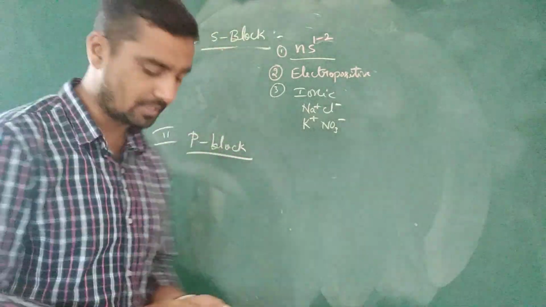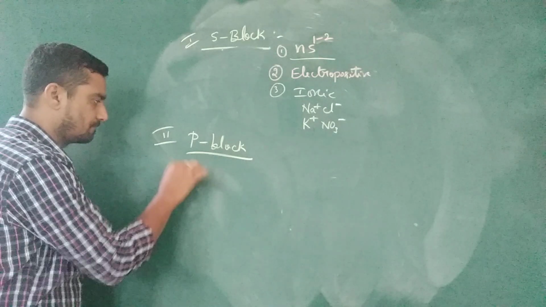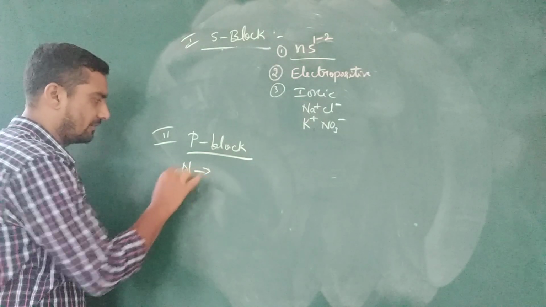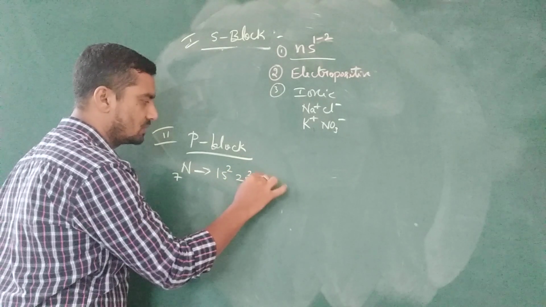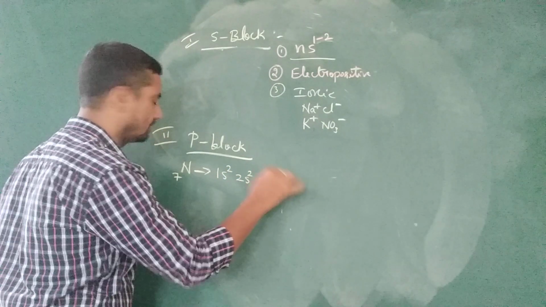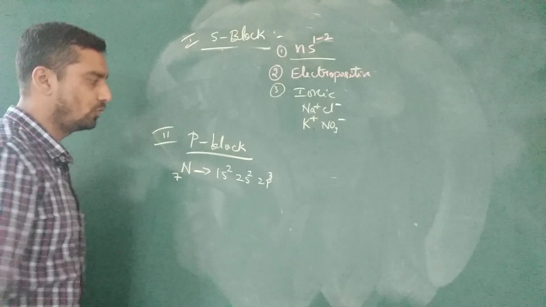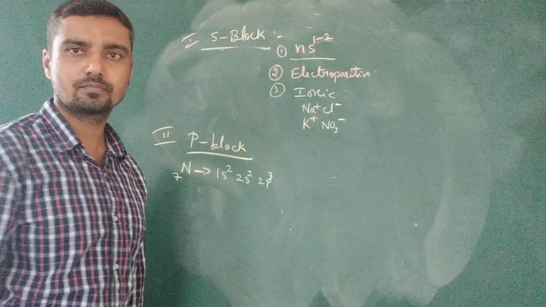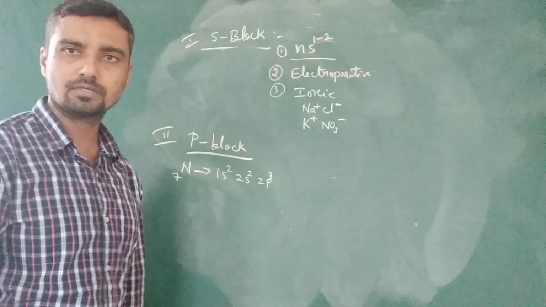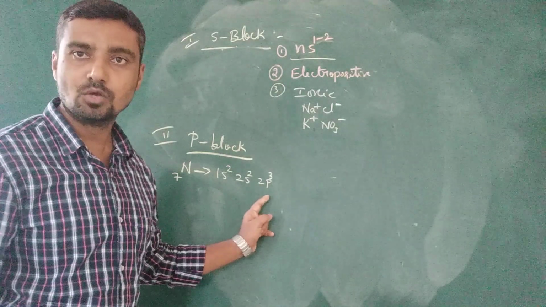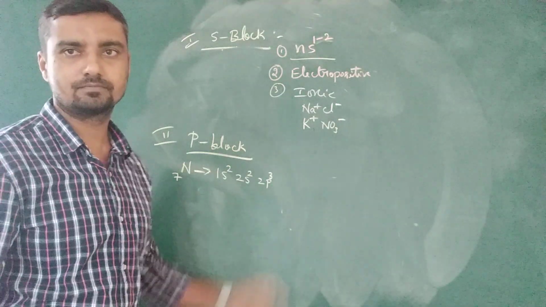I'll give an example. Nitrogen, atomic number 7. The electronic configuration is 1s2, 2s2, and 2p3. Atomic number is 7: 2 plus 2 is 4, 4 plus 3 is 7. The last electron enters the p orbital.